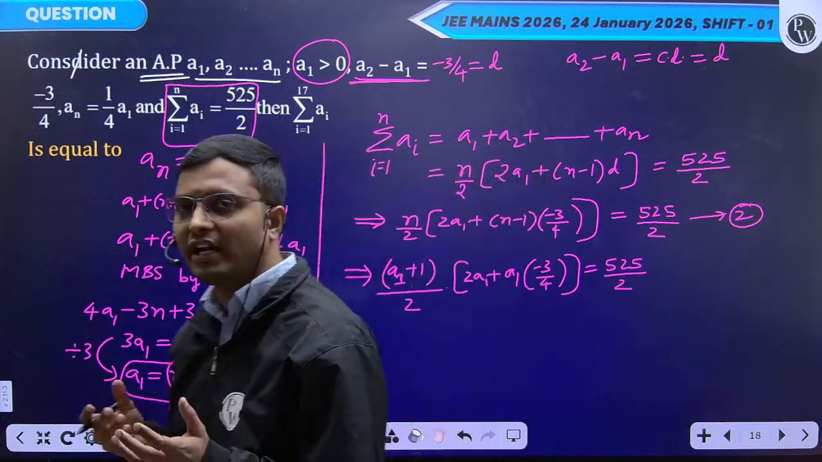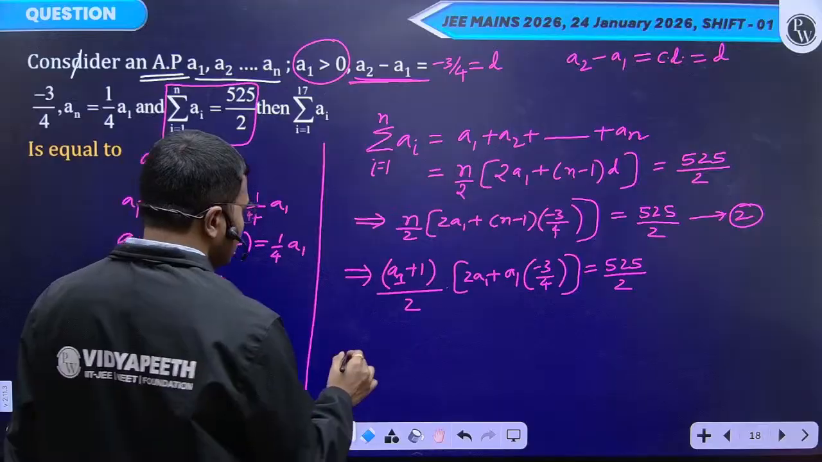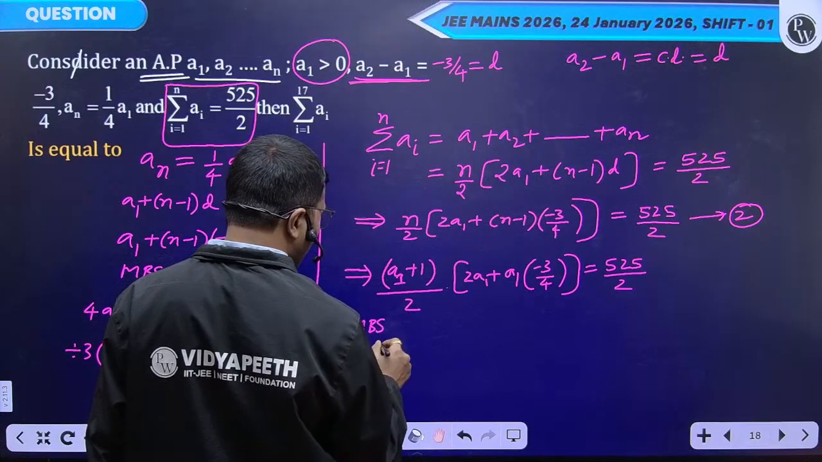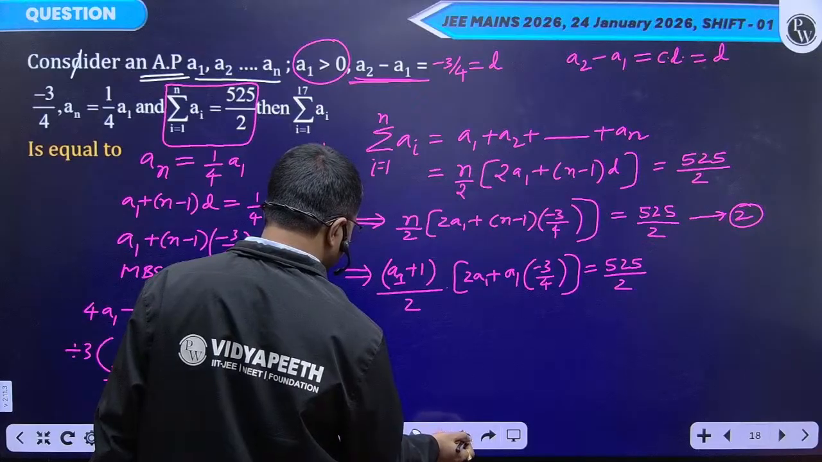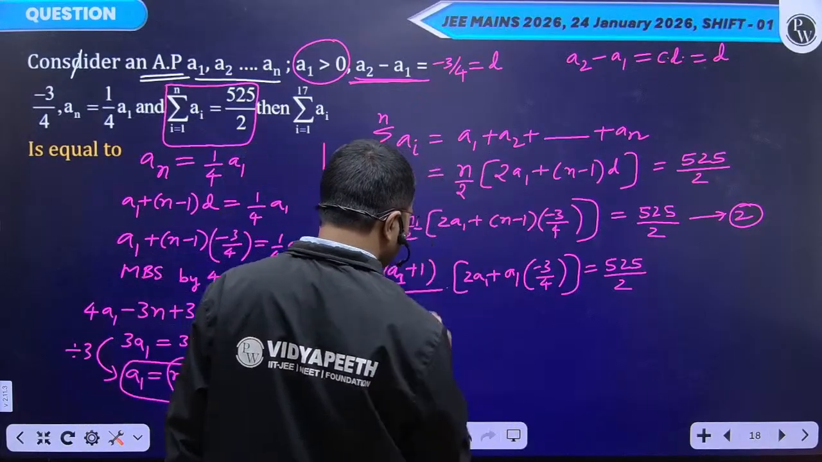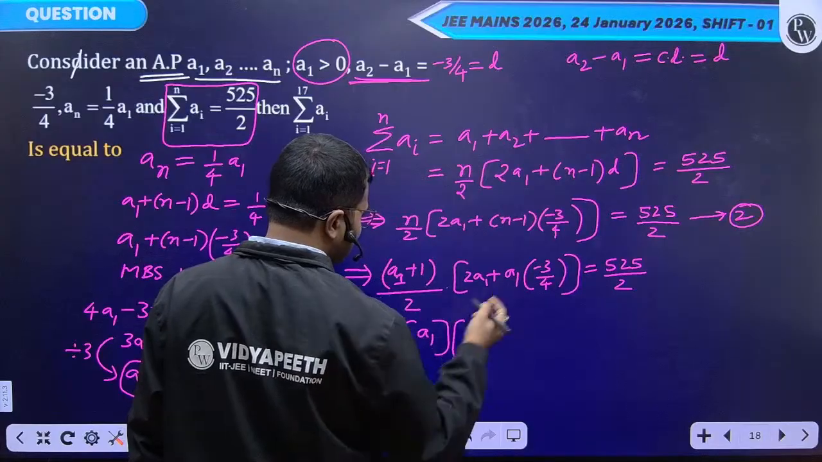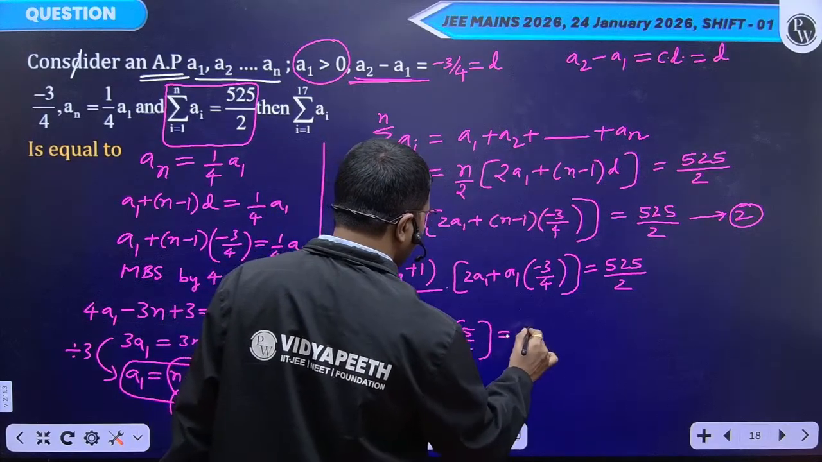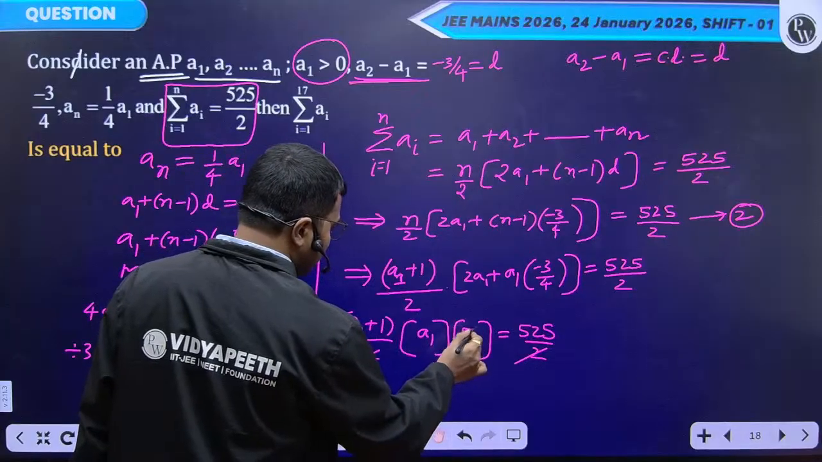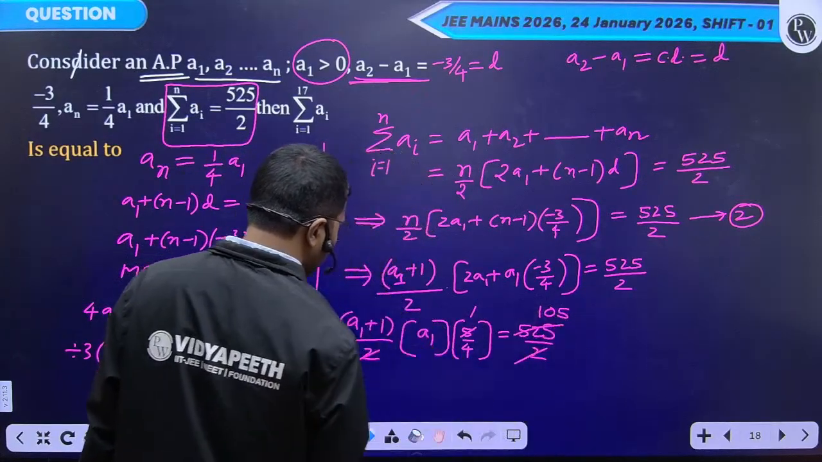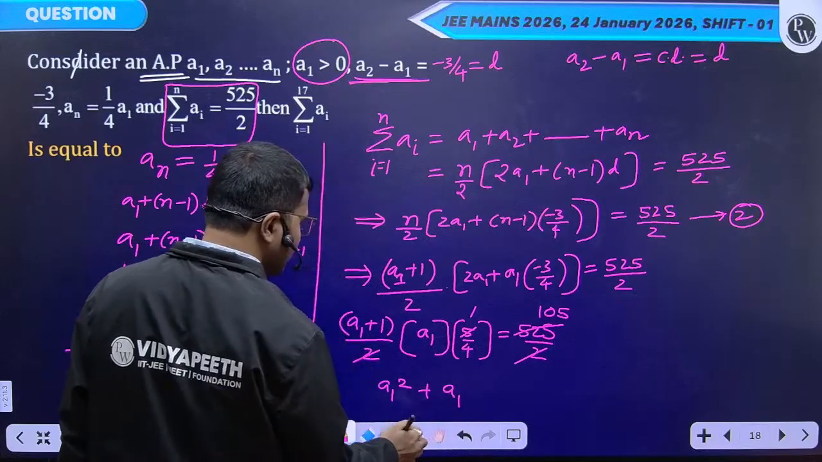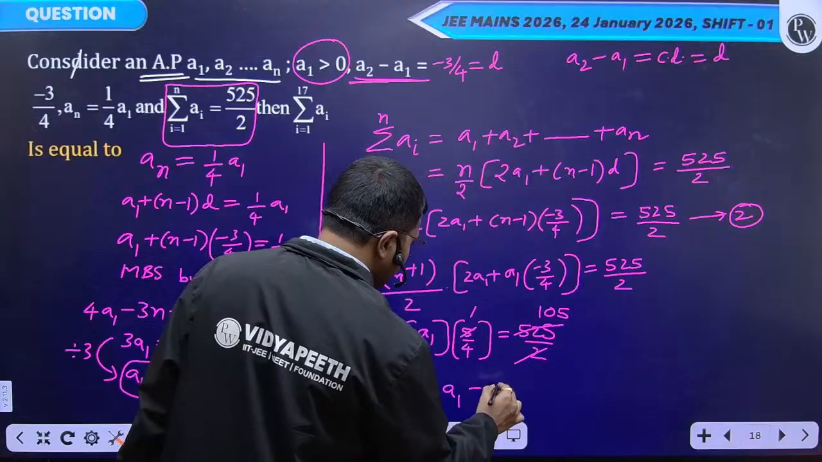So now you can see there is only one unknown. We can solve this quadratic equation. Multiply by 4. Okay, or let us multiply both sides, we'll simplify this thing. A1 plus 1 by 2 into, here 2 minus 3 by 4, we take A1 common. So that is 5 by 4, is equal to 525 by 2. So 2 and 2 we can cancel, and 5 also we can cancel. 5 ones are 5, 5 105s are 525. So we got a quadratic equation here. A1 square plus A1 is equal to, bringing it to the left hand side, 420.